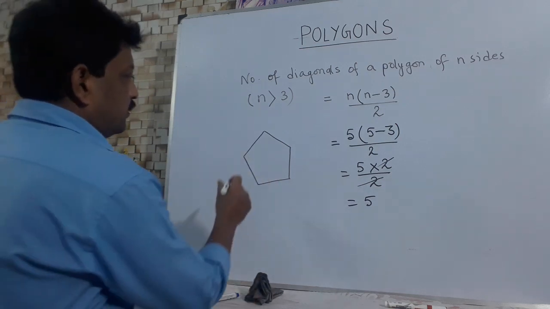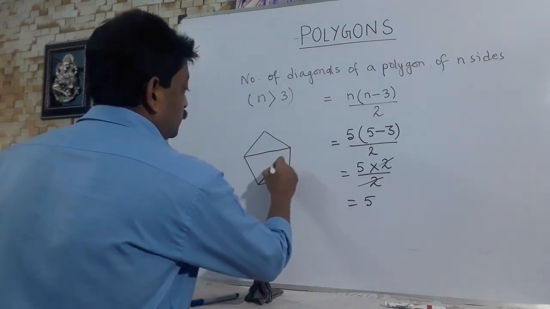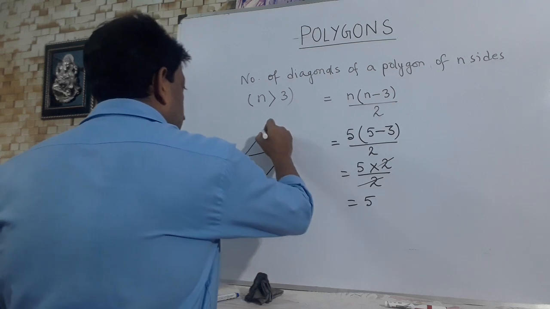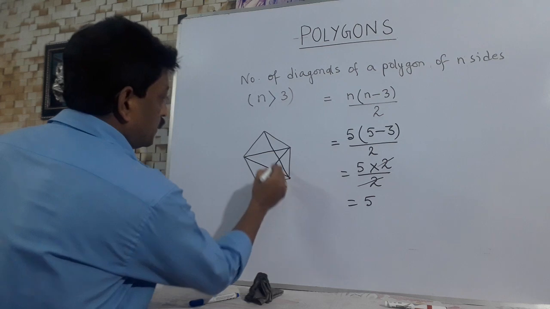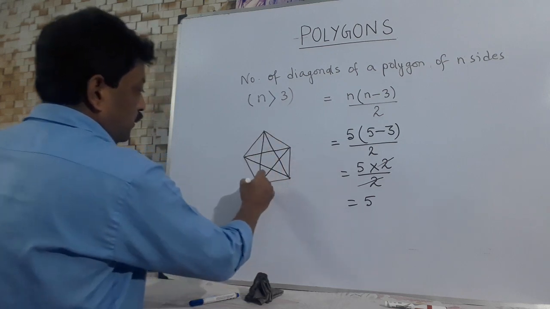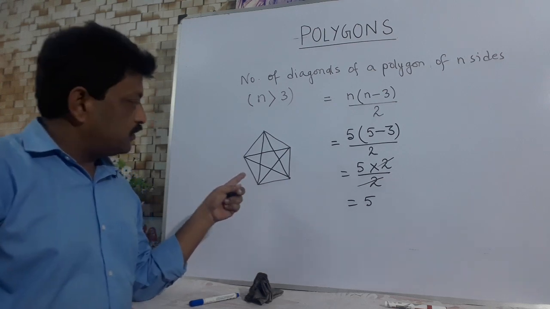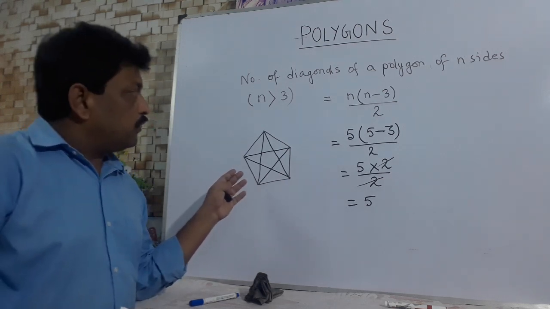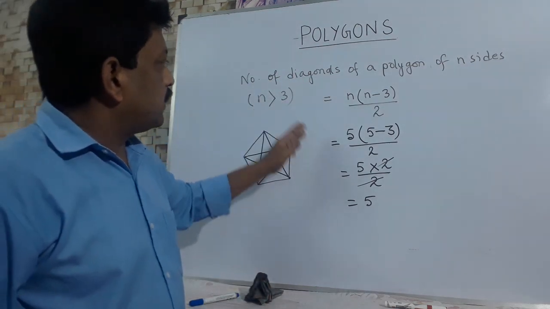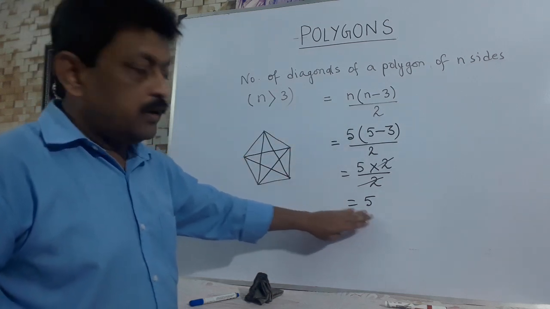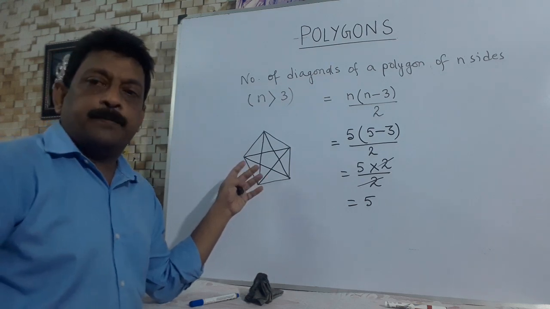Let me check. This is 1. This is 2. This is 3. This is 4. And this is 5. So I have drawn all the diagonals. You cannot draw more than 5. See here. Therefore, from the formula, we have got the number of diagonals of a pentagon is 5, and in the diagram also it is proved that the number of diagonals is 5.